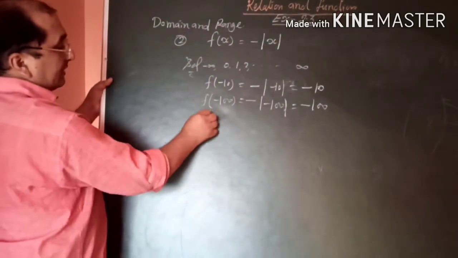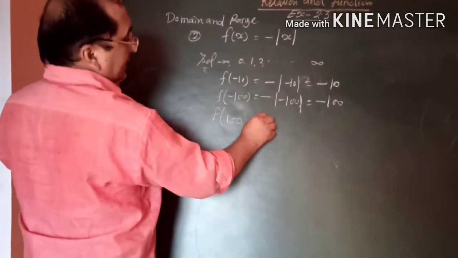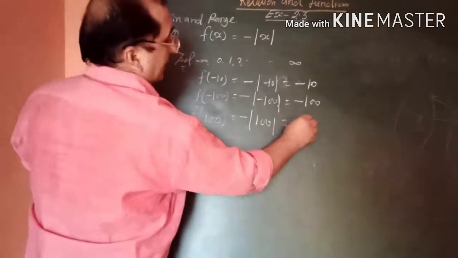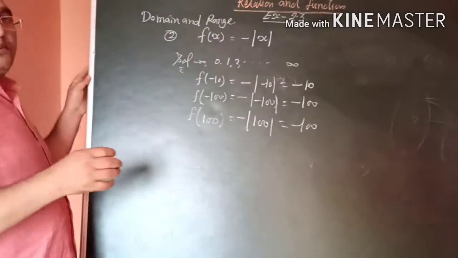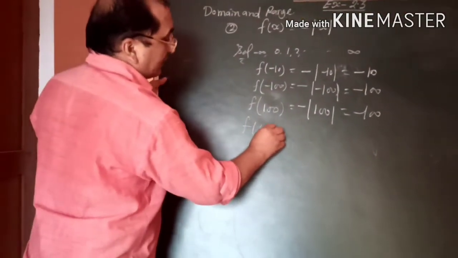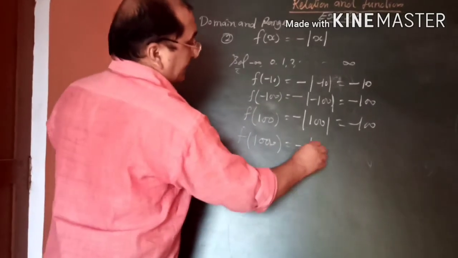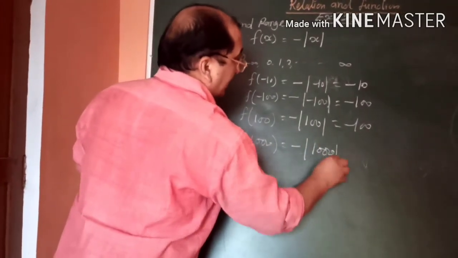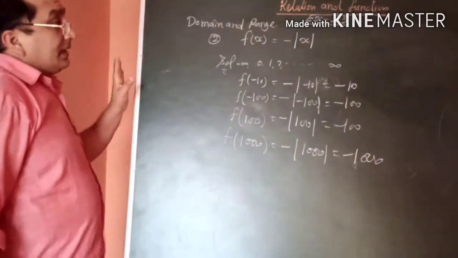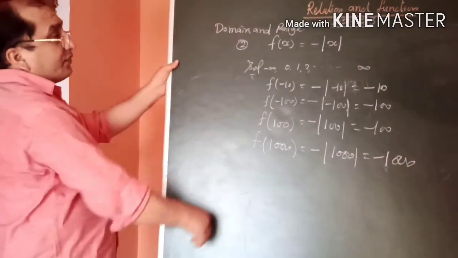Suppose we are writing its value as positive 100. It means positive 100 will come, and minus 100 will come again. Suppose we put any value of x, f of x equal to 1000, then minus 1000 will come. It means we can put different values.